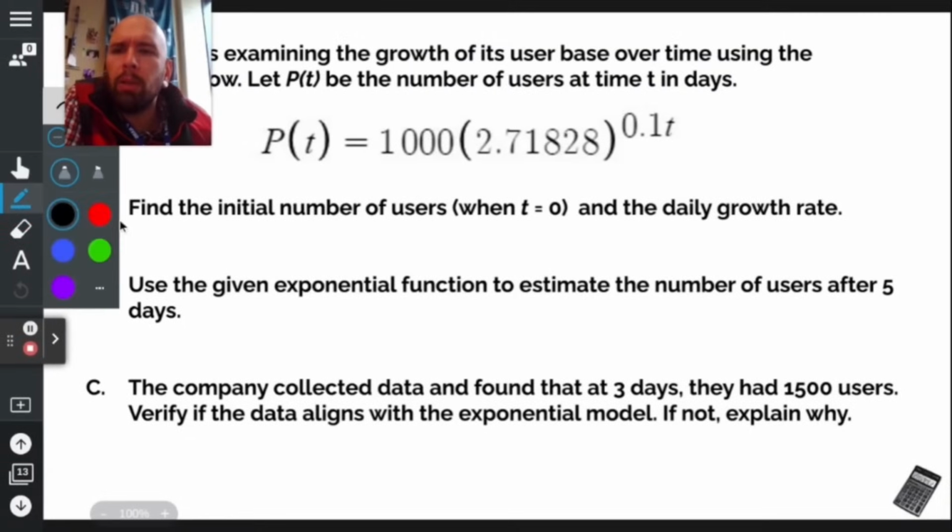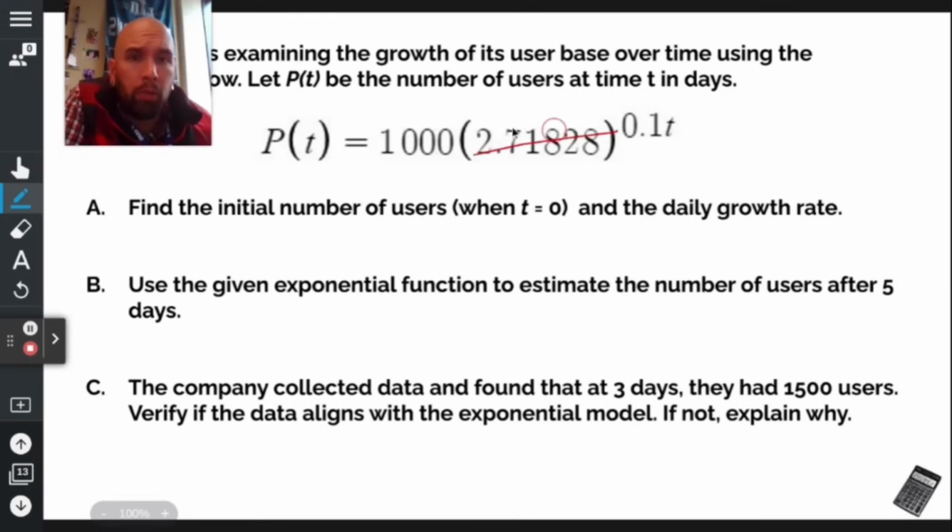So common sense would say, look, if I just plug in 0, you would be 0.1 times 0. So this guy to the 0th power just goes away. So yeah, it is 1,000. No calculator needed, but I used a calculator anyway.